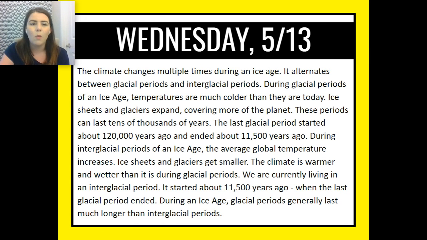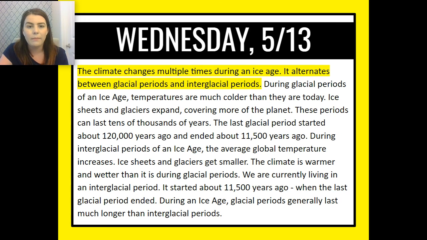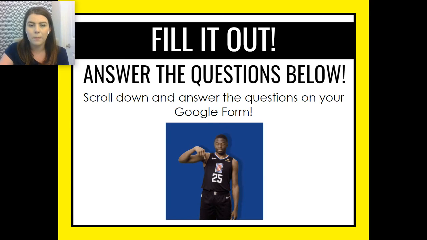Now I need to think through what the topic sentence is here. What was this paragraph mostly about? Well, this paragraph is really talking about interglacial and glacial periods. So I need to find a sentence that tells me about that. The first sentence here, the climate changes multiple times during an ice age. It alternates between glacial periods and interglacial periods. Even though it's the first two sentences, I'm going to snag both of them as the topic sentence. Both of these sentences give me a really good idea of what the paragraph was mostly about.